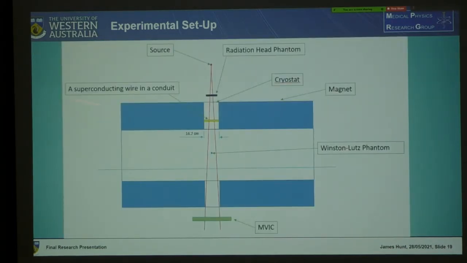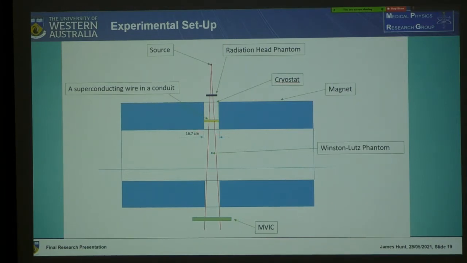We placed those early in the beam path attached to the radiation head. So you've got the source up the top here, beaming through our radiation head phantom. I'll talk about this superconducting wire in a minute because it was very annoying, and I'll explain why. There was a Winston-Lutz phantom. I hope most of you would know a Winston-Lutz phantom is a phantom held as close to isocentre as possible. We're using that for the MVIC motion, and the imaging panel is down here. These large blue bits, I forgot to mention in the earlier diagram, are the magnets of the MRI. The MRI is within the rotational gantry of the linac.